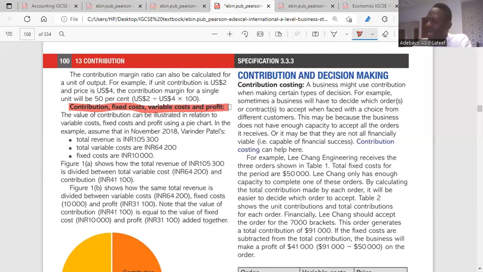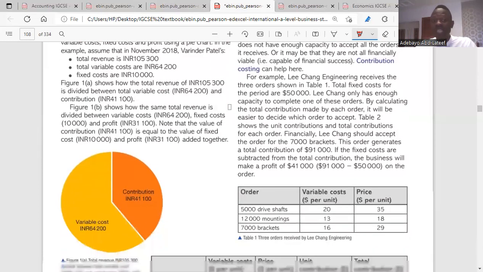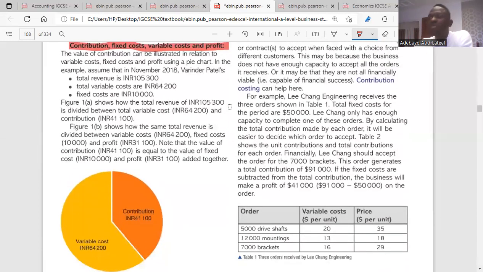Then how do you calculate your profit? Your profit is your total revenue minus your total cost. Your total revenue is price multiplied by the quantity, minus your total cost. Your total cost is your fixed cost, which is constant, plus your total variable cost, which is variable cost multiplied by the units sold. So that is how you get your profit.